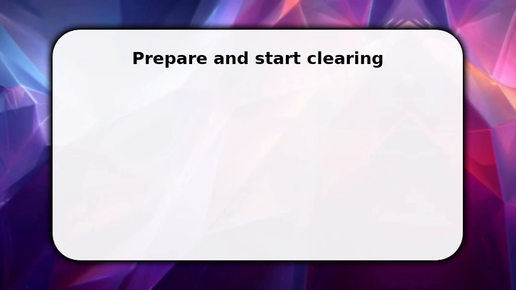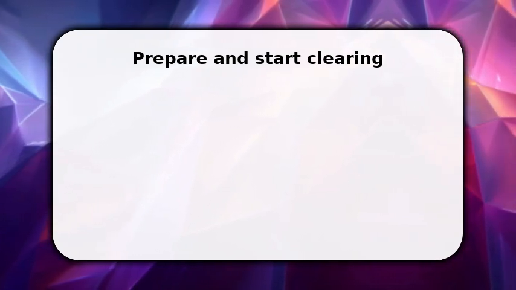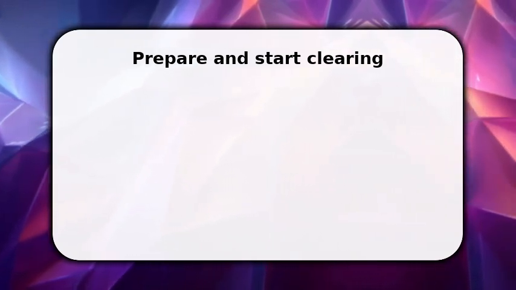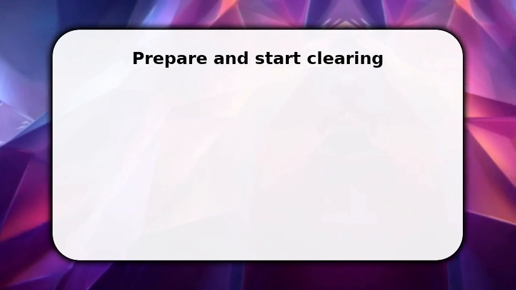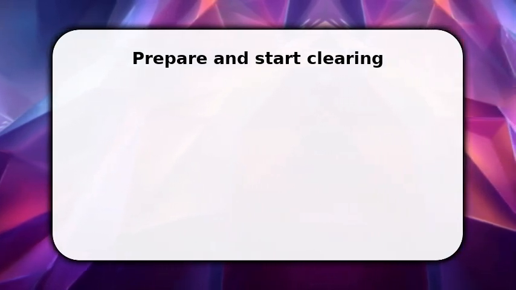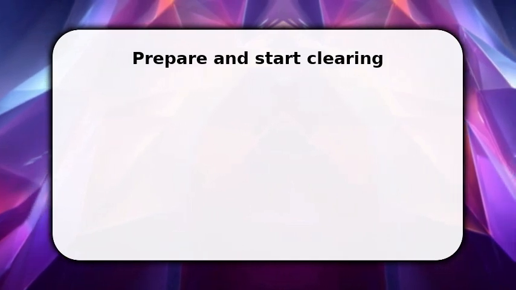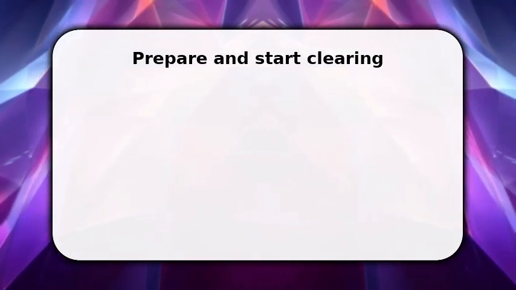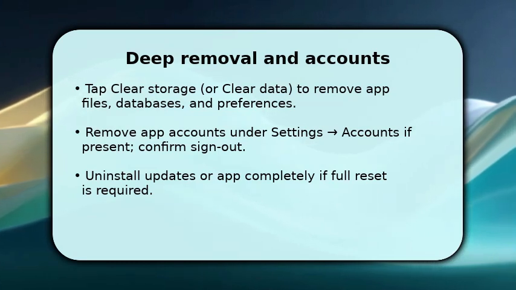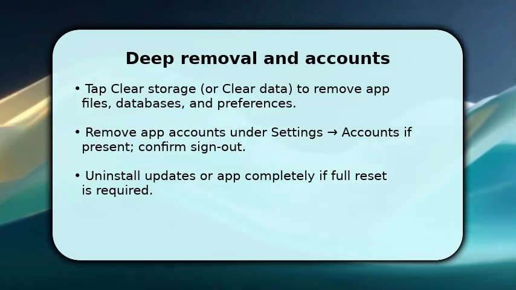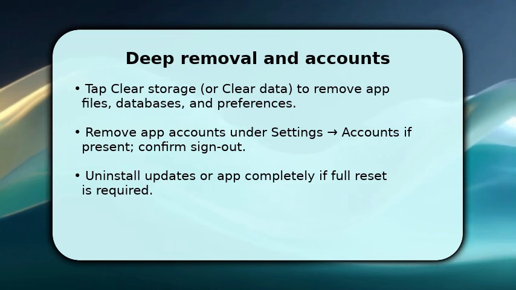Tap Clear Cache first to remove temporary files. This frees space without touching accounts. Make sure to note account-linked data before proceeding, since the next step removes everything stored under the app on this device. Once ready, choose Clear Storage or Clear Data to wipe databases, preferences, and local files. This resets the app to first launch state.